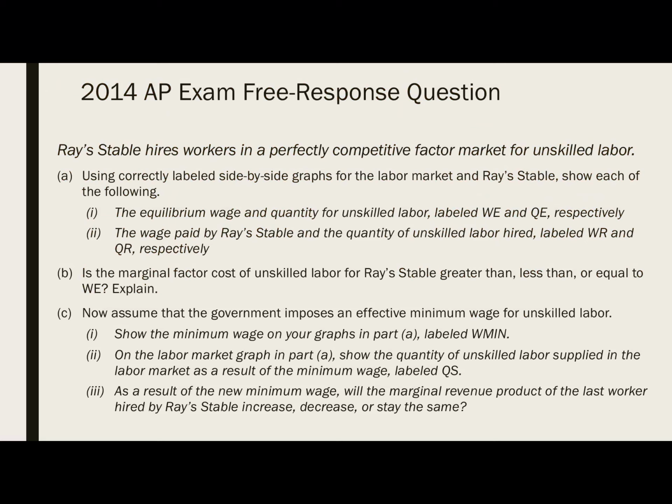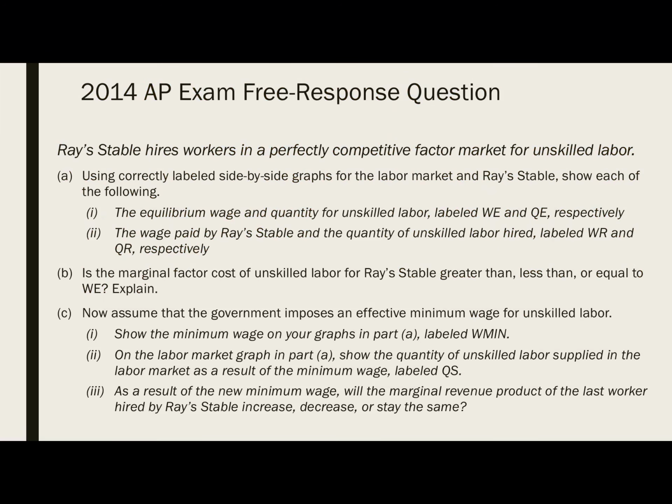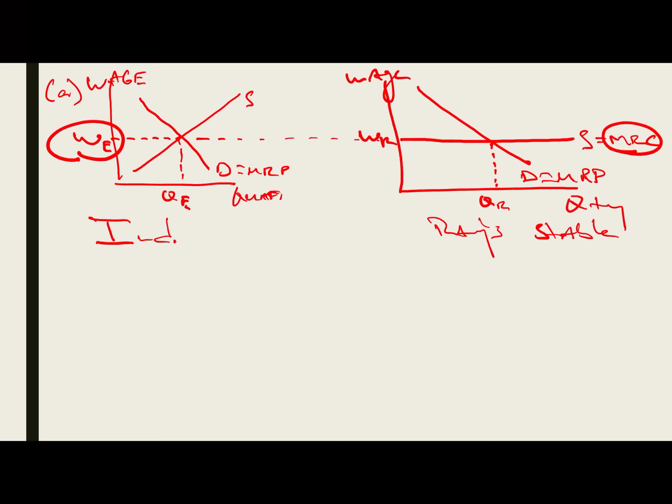It says, is the marginal factor cost of unskilled labor for Raise Stable greater than, less than, or equal to WE? What we're really trying to figure out here is basically the difference between WE and what this marginal resource costs. It did say marginal factor cost, and I get that it's maybe a little bit different, but remember, marginal factor cost is the same thing as marginal resource cost. It's just a different way of saying it. So if you're going to answer part B, you're going to say that they are the same. And I would explain that it is the same due to the fact that this is a perfectly competitive labor market.